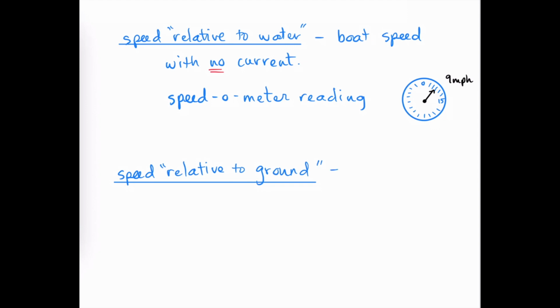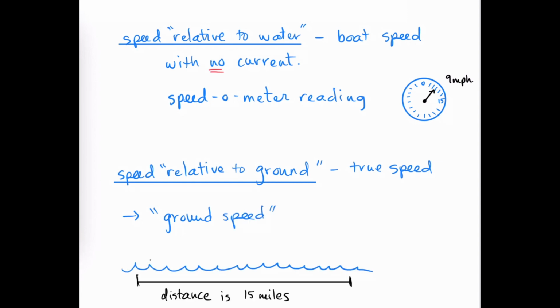The speed relative to the ground is the true speed of the boat. You might also see this referred to as the ground speed. The ground speed refers to how much distance we actually travel in 1 hour. So if our speed relative to the water was 9 miles an hour, but we were also being pushed forward by the current, we might actually cover 15 miles in 1 hour. In this illustration, we would say that the ground speed is 15 miles an hour, even though the speed relative to the water was only 9 miles per hour. This represents the distance that we actually traveled in that 1 hour, of course greater than the boat speed because we were assisted by the current.